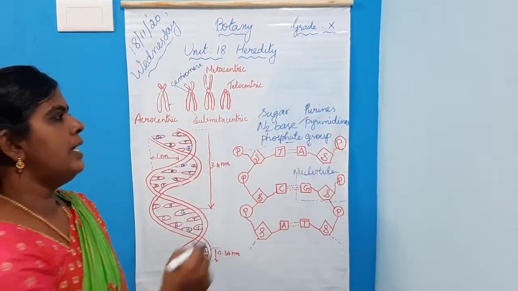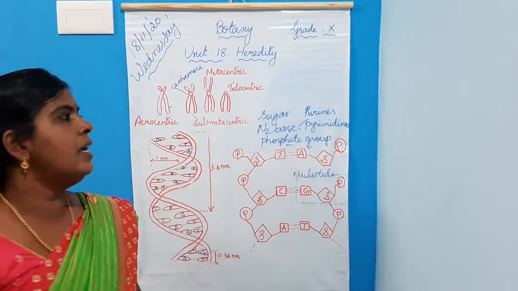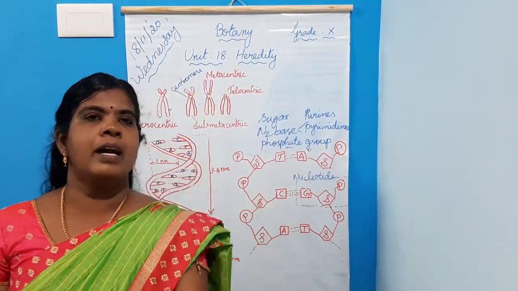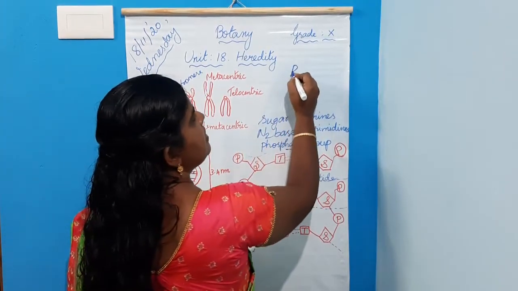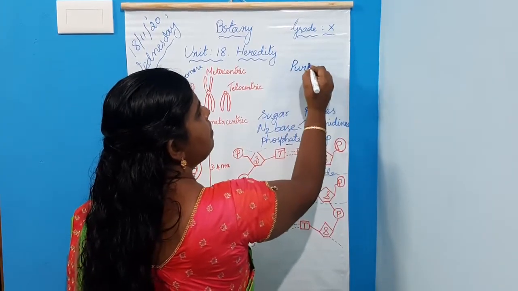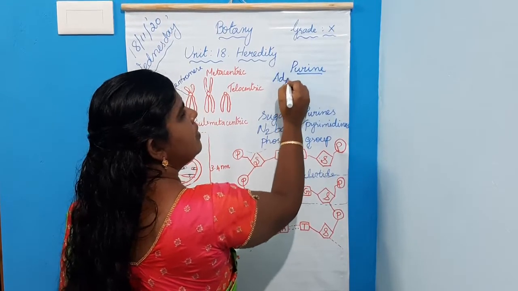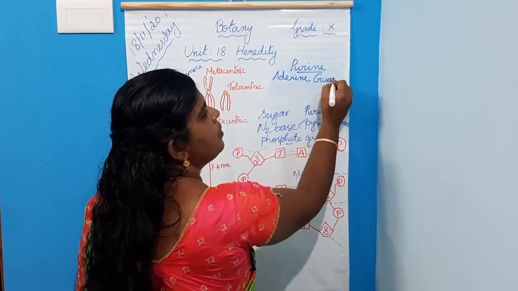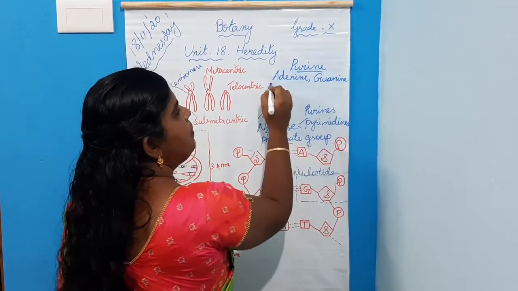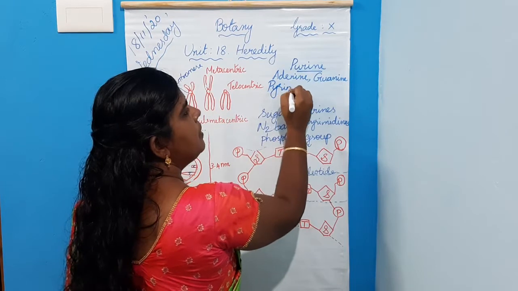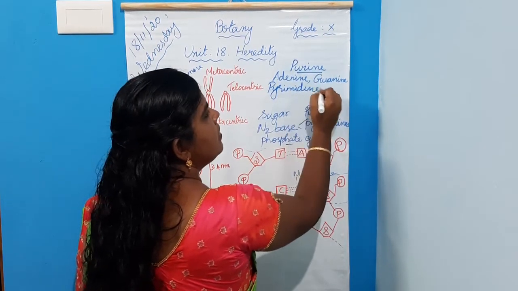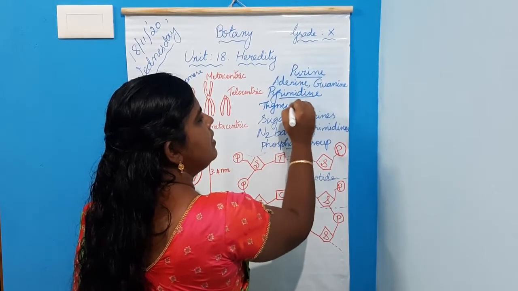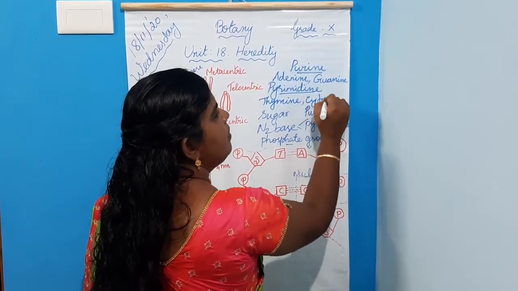The nitrogenous bases found in DNA are of two types, namely purines and pyrimidines. The purine bases are adenine and guanine. And the pyrimidine bases are thymine and cytosine.